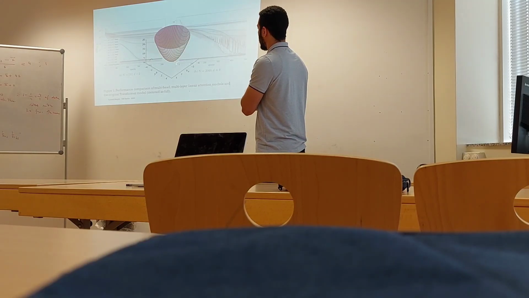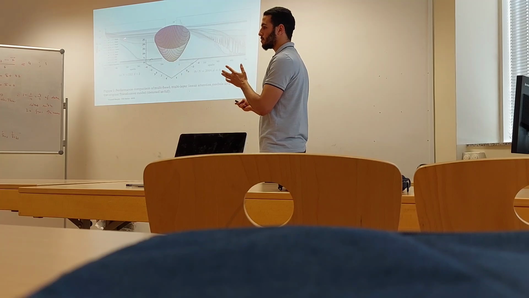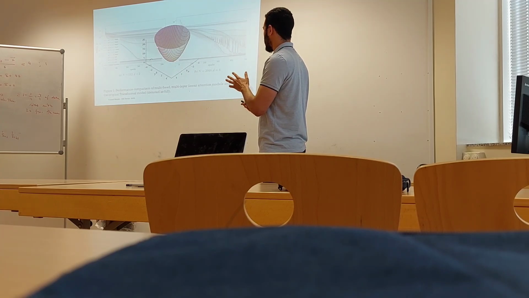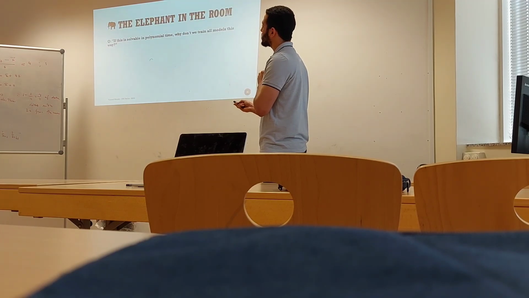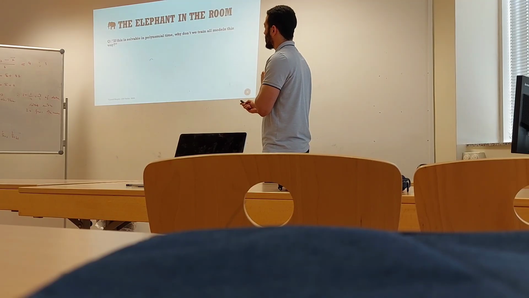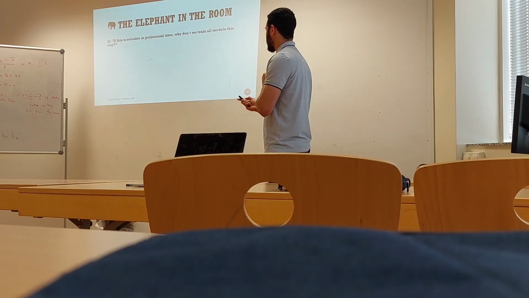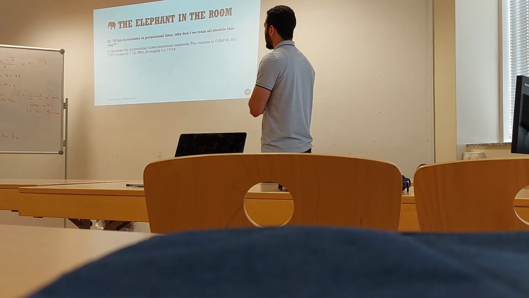And as we said before, it's a direct equation to get at the global minimum right away. But here's the bottleneck, the elephant in the room: if this is solvable in polynomial time, why don't we train all models this way? Because the polynomial hides enormous constants.